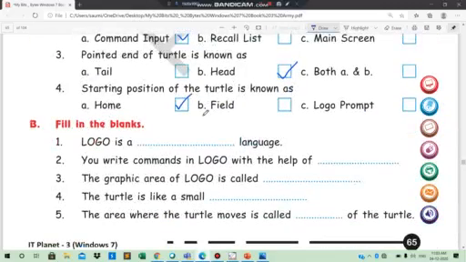Logo is a programming language. We write commands in logo with the help of a keyboard. With the help of a keyboard, we write the commands in logo.